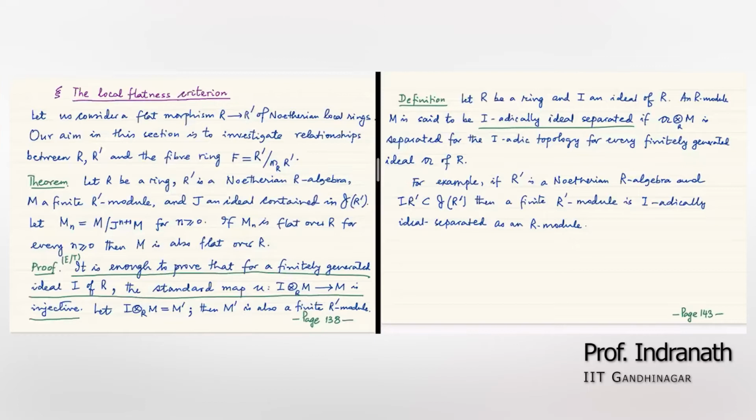Okay, so for example, if R' is a Noetherian R-algebra, and if you have this I R' contained in the Jacobson radical, just a situation like here, then a finite R'-module is I-adically ideal-separated. So this definition is a little motivated by this. Probably you will get to hear this again in Professor Patil's deliberations, but I'm not sure. Okay, so just following Matsumura's terminology. So this is the definition.